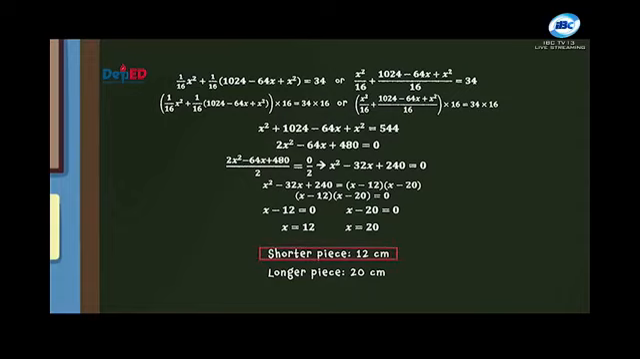The shorter piece is 12 centimeters, while the longer piece must be obtained by subtracting 12 centimeters from 32 centimeters, in which the result is 20 centimeters, since its length is represented by the expression 32 minus x. Problem solved!